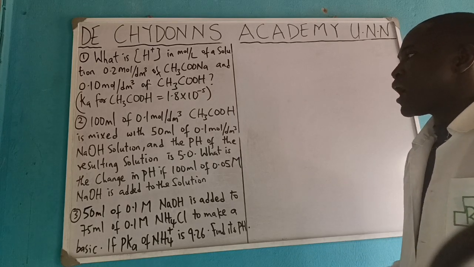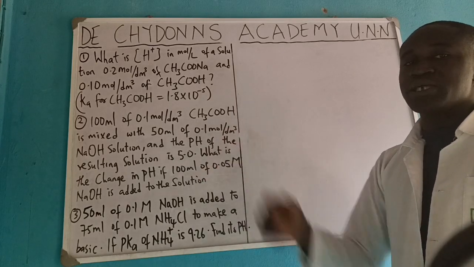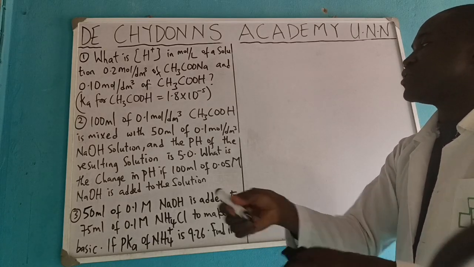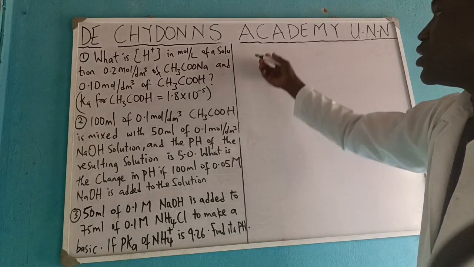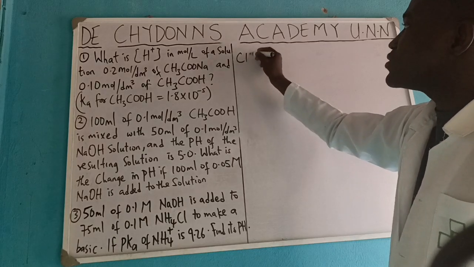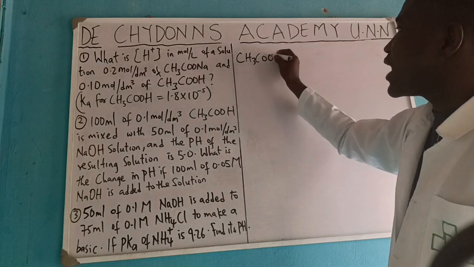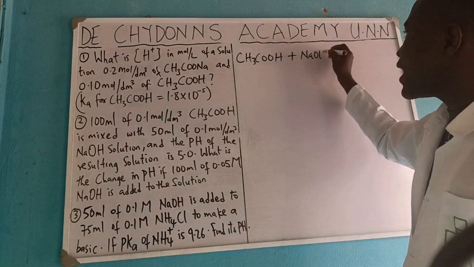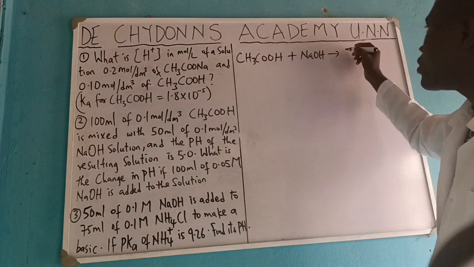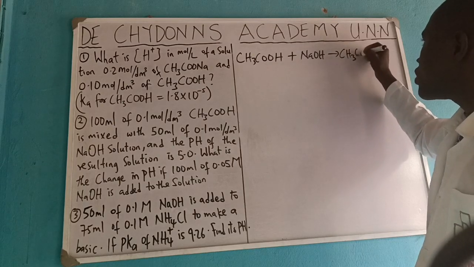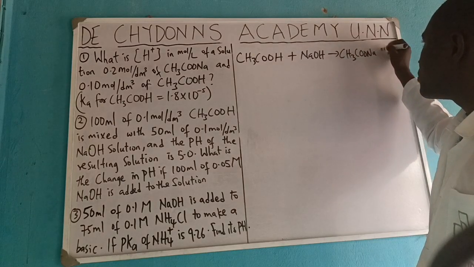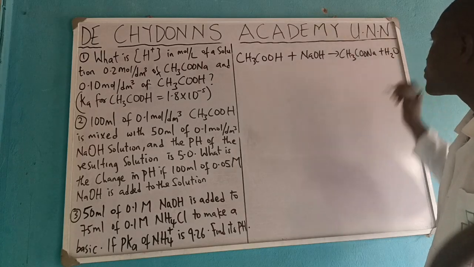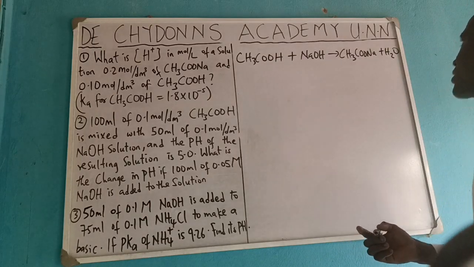Now, I want to know whether this is an acidic or basic buffer. So we have to represent what we are seeing with what? An equation. We have acetic acid plus sodium hydroxide to give you sodium ethanoate plus water. The equation is balanced, right?